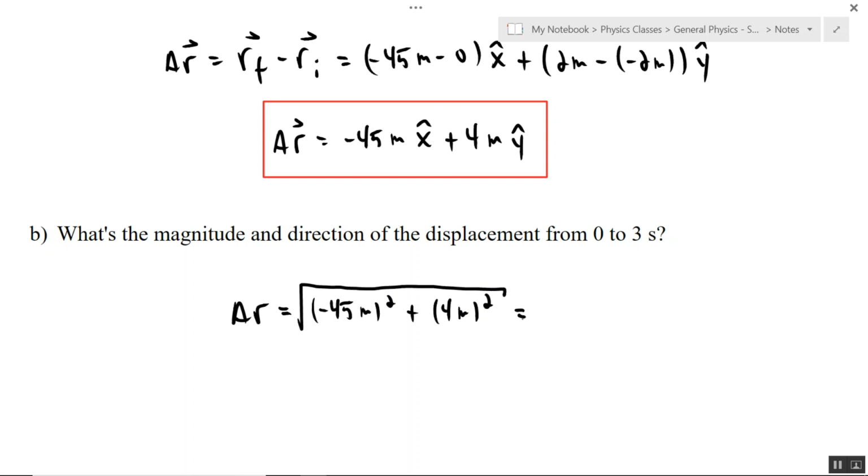You just square the components, add them together, and take the square root. So you get 45.17 meters. So what does that tell you? It basically tells you the length of the line that connects the starting point to the ending point, right? Because the vector goes from the start to the end, so the length of the vector is just the length of the line that connects the start to the end, right?